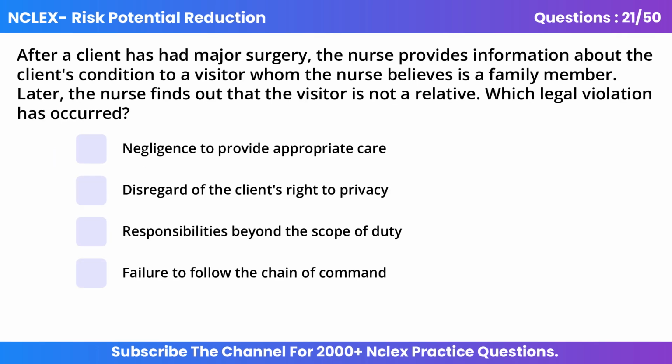Question 21. After a client has had major surgery, the nurse provides information about the client's condition to a visitor whom the nurse believes is a family member. Later, the nurse finds out that the visitor is not a relative. Which legal violation has occurred? B. Disregard of the client's right to privacy.